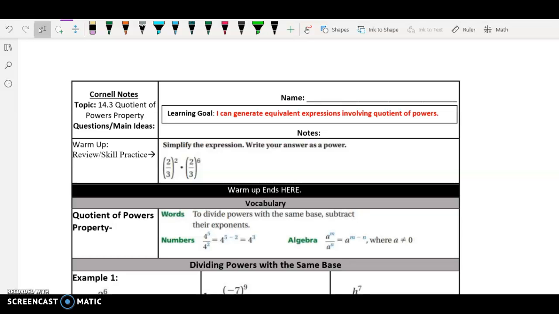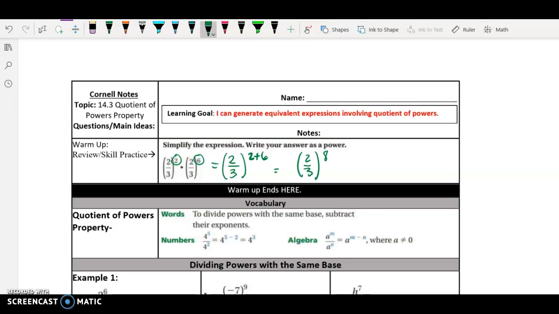So we are starting 14.3, quotient of powers property. Our learning goal: I can generate equivalent expressions involving quotients of powers. Before we begin, I want you to do the warm-up and then check your answer with mine.